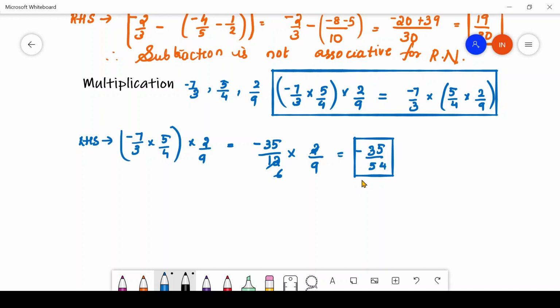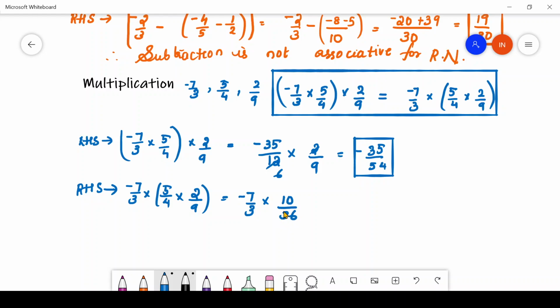Let us do for the RHS. We have to take negative 7 by 3 multiplied with, inside the bracket, 5 by 4 multiplied with 2 by 9. So what we have to get? Negative 7 by 3, and inside the bracket you will get 10 by 4 nines are 36.